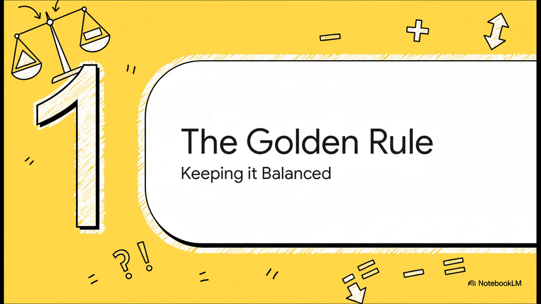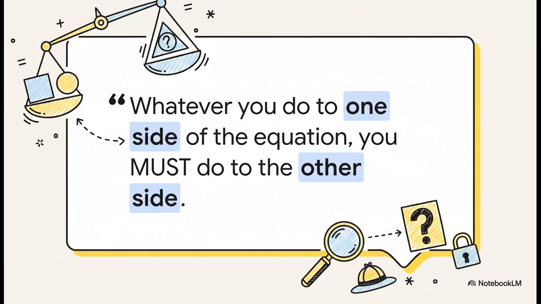Okay, so before we can solve anything, we have to get one thing down. It's the single most important idea in all of algebra. I like to call it the golden rule of balance. So here's the deal. I want you to picture an old school, perfectly balanced scale. You know the kind. If you add a little weight to one side, what happens? It tips. To keep it level, you have to add the exact same weight to the other side. That concept is the key to absolutely everything we're doing today.